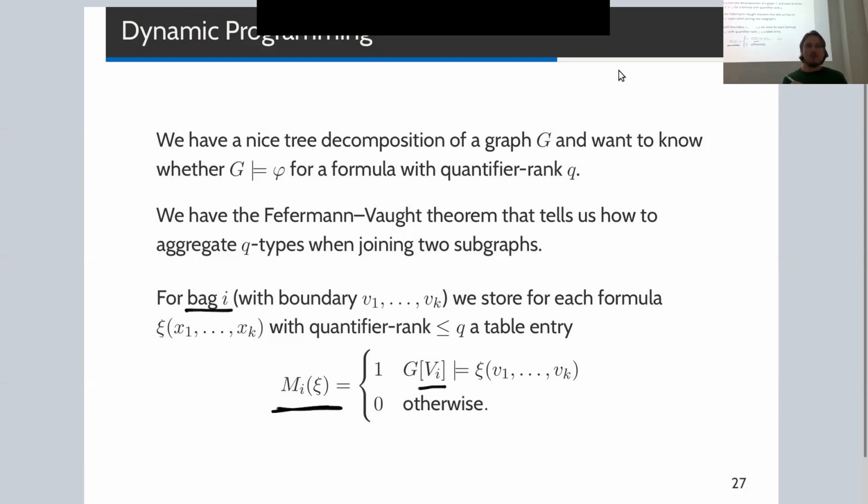And I hope you can see already how we're going to combine this information during the dynamic programming stages by just applying Feferman-Vaught. If you have the Q type here and the Q type here, you can merge them using Feferman-Vaught. So the join operation of our dynamic programming tables will actually just be an application of Feferman-Vaught.